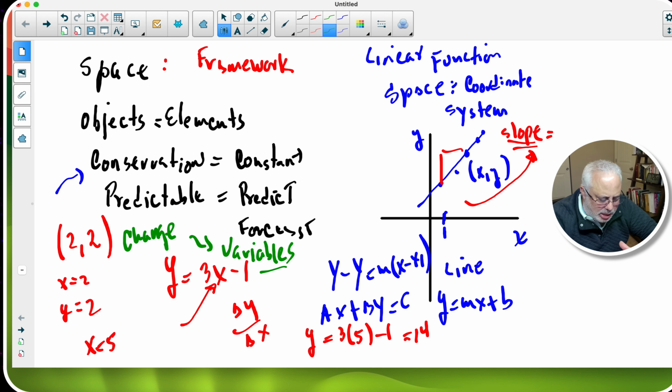The space, for example, is the framework not only for linear functions, it's a framework for mathematics, it's a framework for algebra and geometry integration. But when you deliver the instruction based on these ideas, space, objects, conservation, forecasts, changing, you can explore the rest of the topic and the content using the same format, the same structure.